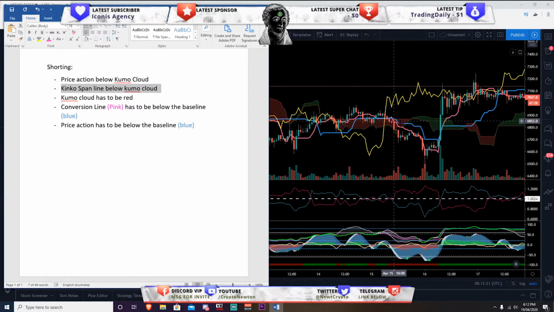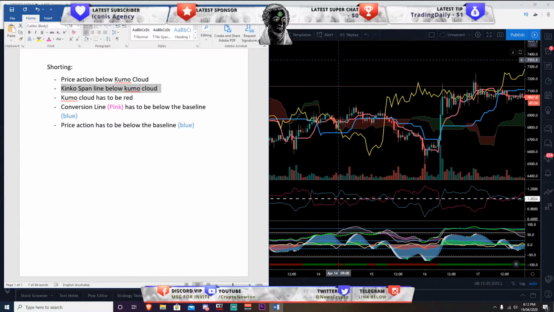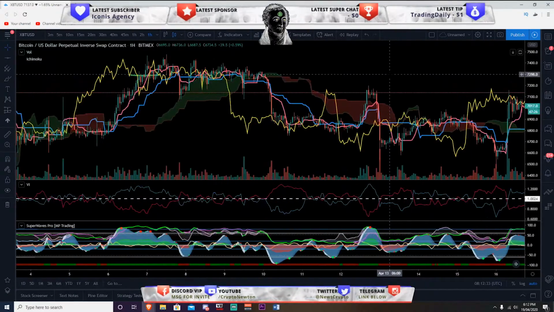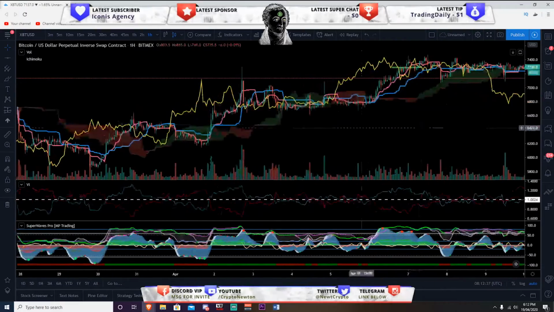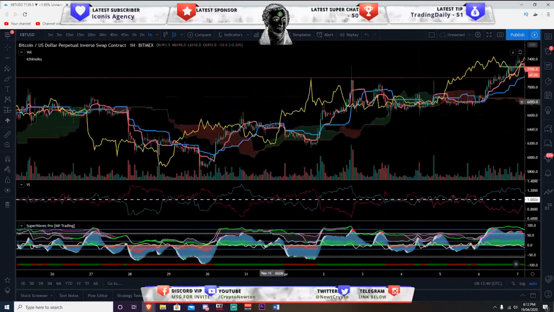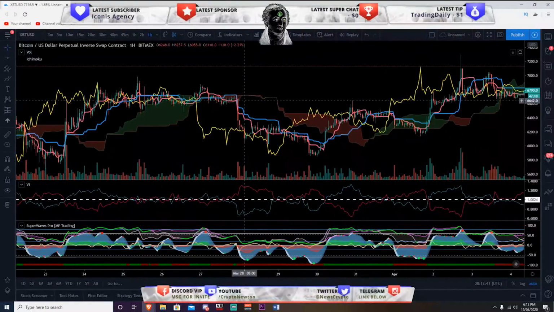So you would actually wait on this because the Kinko span line is above. So you would wait for it to be below. So this example wouldn't actually work. So you'd say, okay, screw that. I'm going to wait patiently for my next trade because I'm not an impatient trader. I'm not an impulsive trader. I want to use my brain. I want to use the best possible trade that I can have.